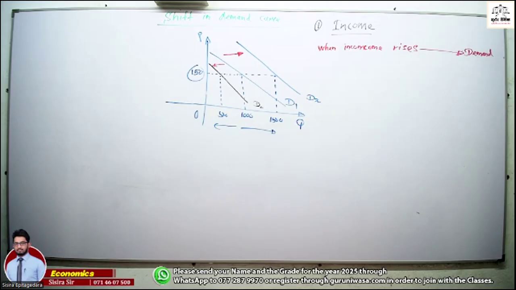Assume you have very low income, then you use a normal bus to go to the office. Now assume your income keeps increasing, then what are you going to do? Do you like to go by car or on a bus? Then demand for public transport would decrease if income rises. Is that clear? Yes, sir. These products are called inferior goods.